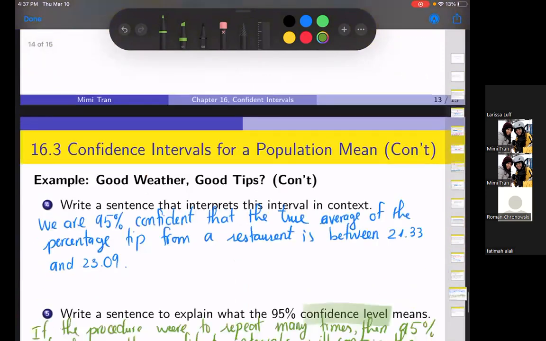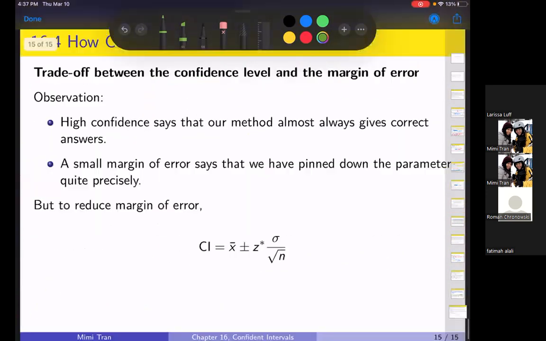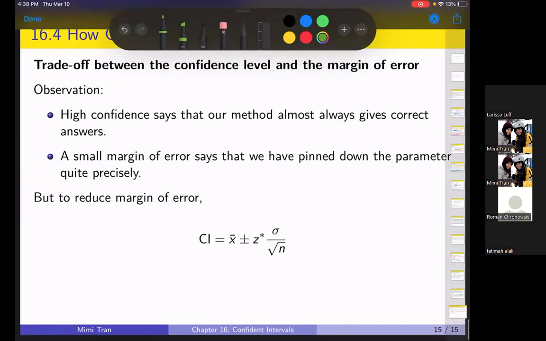So remember that. High confidence levels say that the method almost always gives the correct answer. You give them more range, right? That means the probability that your mu is in there is greater. Smaller margin of error says that you pin down the parameter quite precisely. So let me remind you, what is the margin of error? This part right here.